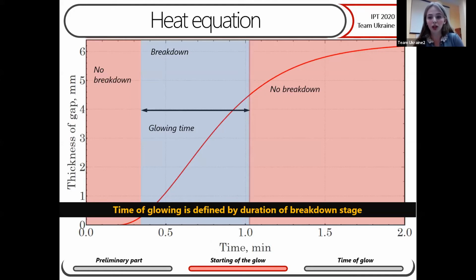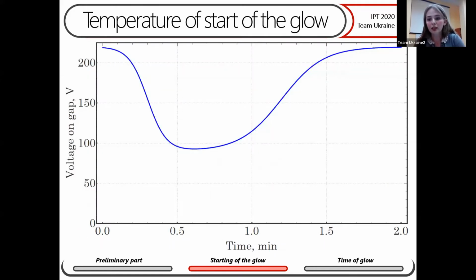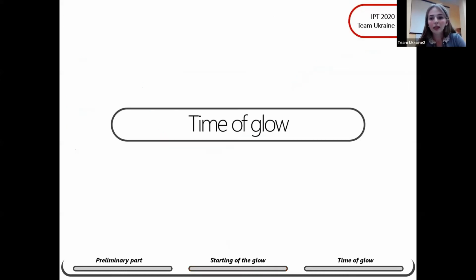We see that the time of glowing is defined by the duration of the breakdown stage. We also get the dependence of the voltage on time and see that the voltage drops comparably to the time of glowing. Next, we turn to the study of the breakdown time and the time of the glowing.